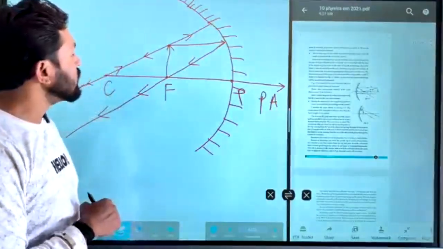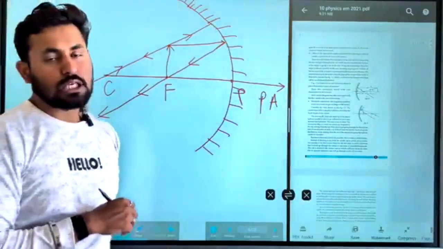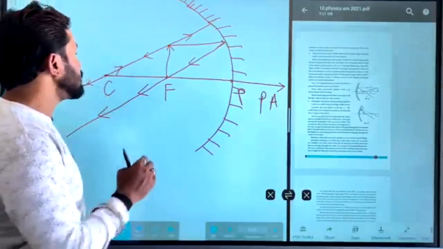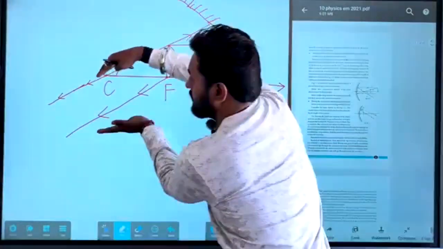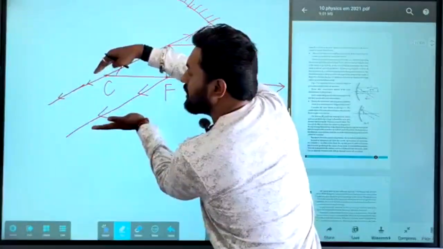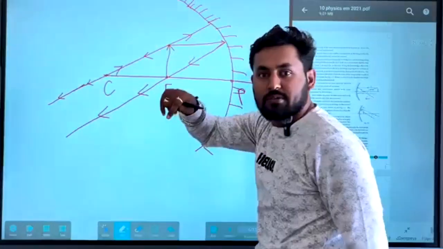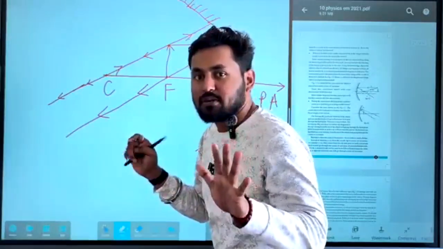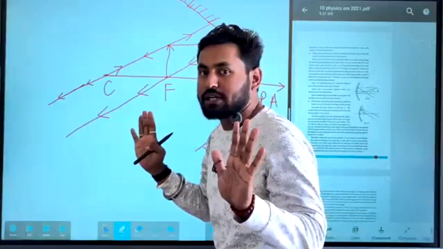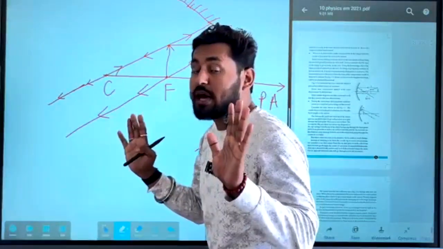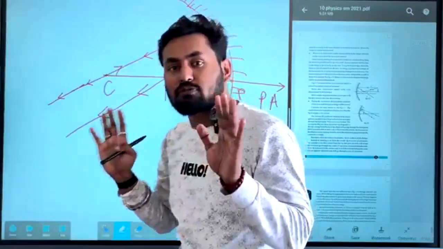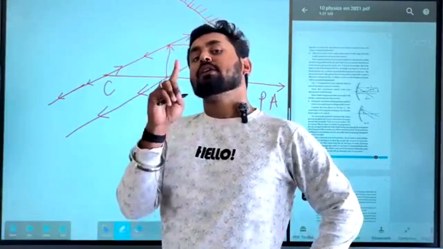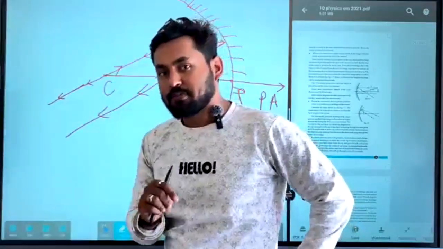Now when you see this, you will get to know that these two lines will never meet each other, which means, will I get an image? No, I will not get an image. If I am getting an image also, I will not be able to define where the image formation is taking place, which means the image is formed at infinity.